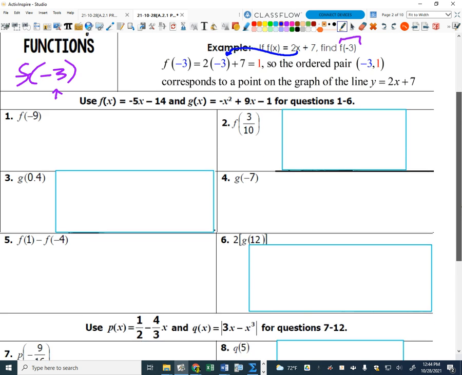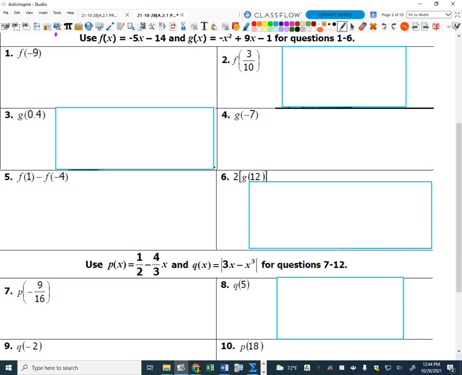So let's just practice this a little bit, and it's really simple. It's really simple. In number 2, I want to calculate f of 3/10, where here's f of x, it's defined for us. What am I doing? I'm not solving.